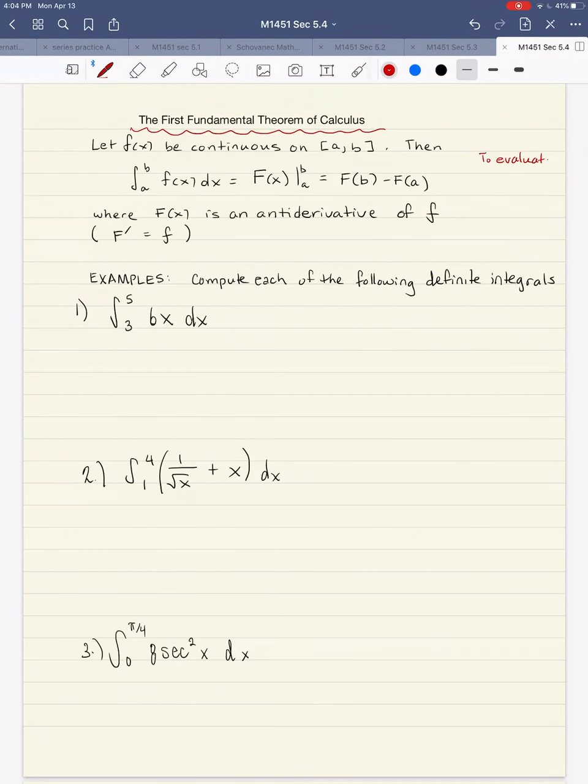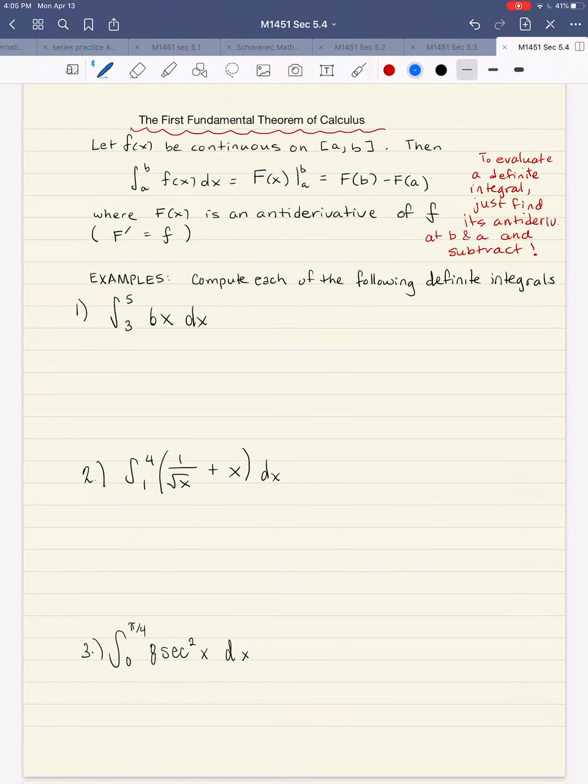So to evaluate a definite integral, just find its antiderivative, evaluate it at b and a, and subtract. Okay, so here's some examples.